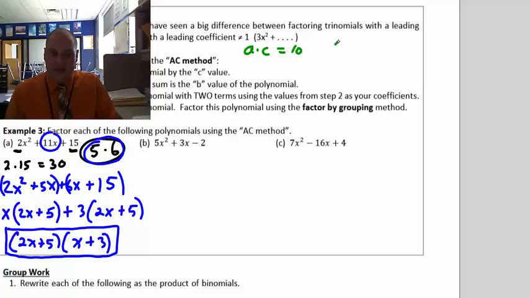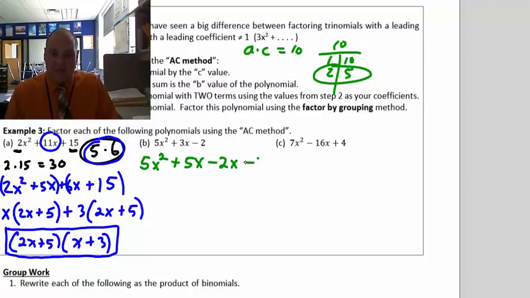So what are the ways to get 10? I'm going to do it off to the side because I'm going to run out of room here. 1 times 10 and 2 times 5. How do I get 3? Obviously 2 and 5. 5 minus 2 is 3. So we're going with 2 and 5. We're going to make this 5x squared, plus 5x, then minus 2x, and then keep the minus 2.